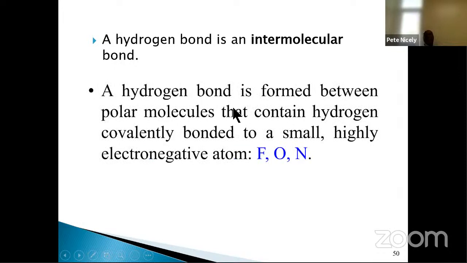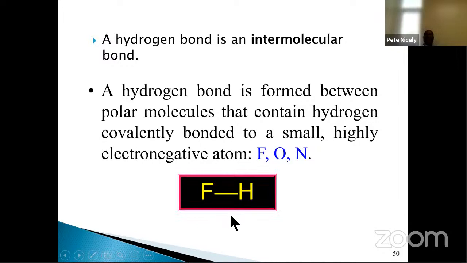And what you'll find is that in the case of hydrogen bonding, it is formed between polar molecules that contain hydrogen covalently bonded to either fluorine, oxygen, or nitrogen. And if you are sharp enough or aware enough, you realize that fluorine, oxygen, and nitrogen are the 3 most electronegative elements that exist. So therefore, any compound which contains hydrogen bonded to any one of these 3 elements, those compounds will display hydrogen bonding, all right?